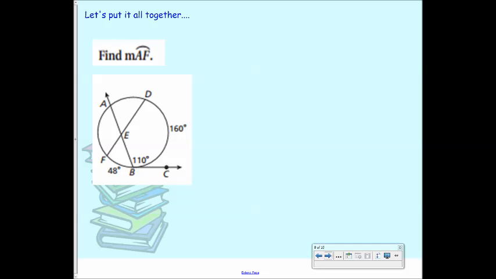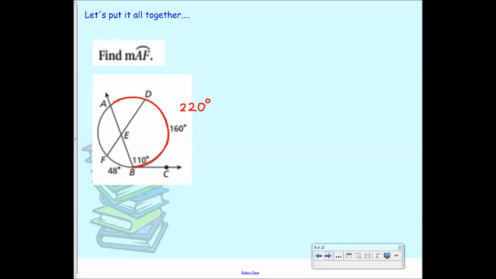Okay, so to find arc ADB, 110 times 2 is 220, so the whole thing is 220 right there. And then subtract 160 from it to figure that out. 60. Okay, so to get arc AD, if the whole thing is 220 and this piece is 160, what would this have to be? 60. Okay, so that's 60.